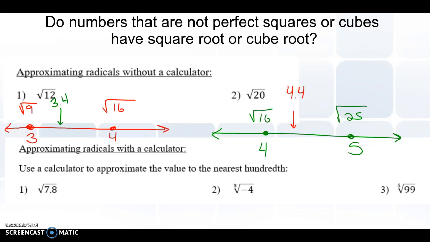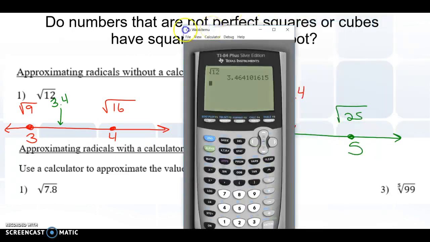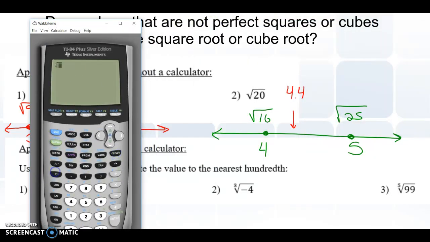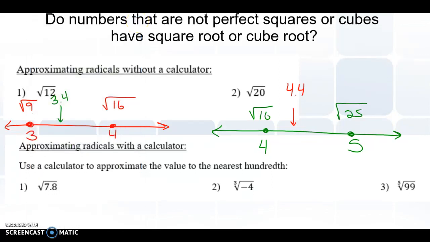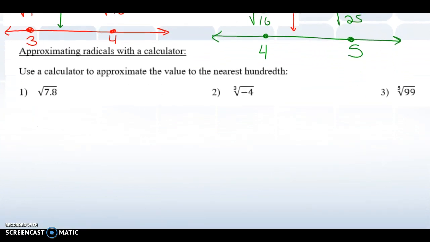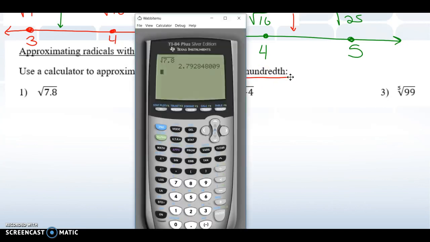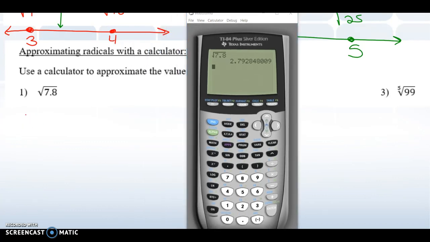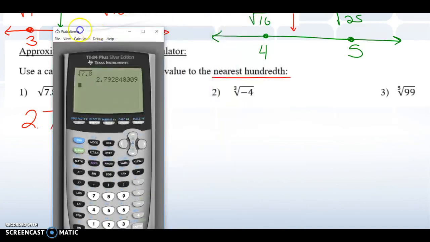So once again, let's give it a try. Square root of 20 is about 4.47. Cool? Alrighty. Now go ahead and use your calculator. Just kind of practice using a square root, a cube root, and a fifth root. And it says round your decimal to the nearest hundredth, so this is also a good review of rounding numbers. Yeah, so we get 2.79. We do not have to round that one up. So 2.79. Okay, the next one.